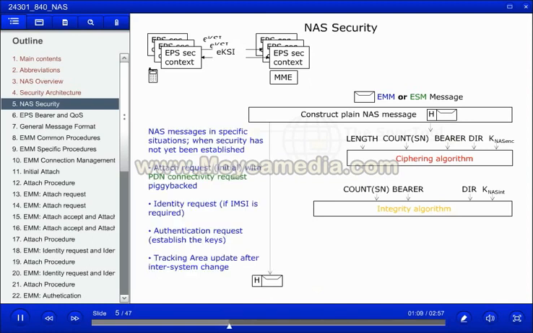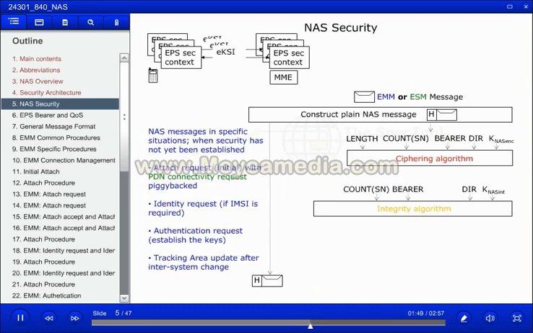The messages which are sent without ciphering and integrity protection are the initial attach request with PDN connectivity request piggybacked, identity request, and authentication request. These three messages are sent as part of the attach procedure. Tracking area update after inter-system change is also sent without ciphering and integrity protection if no EPS security context exists.